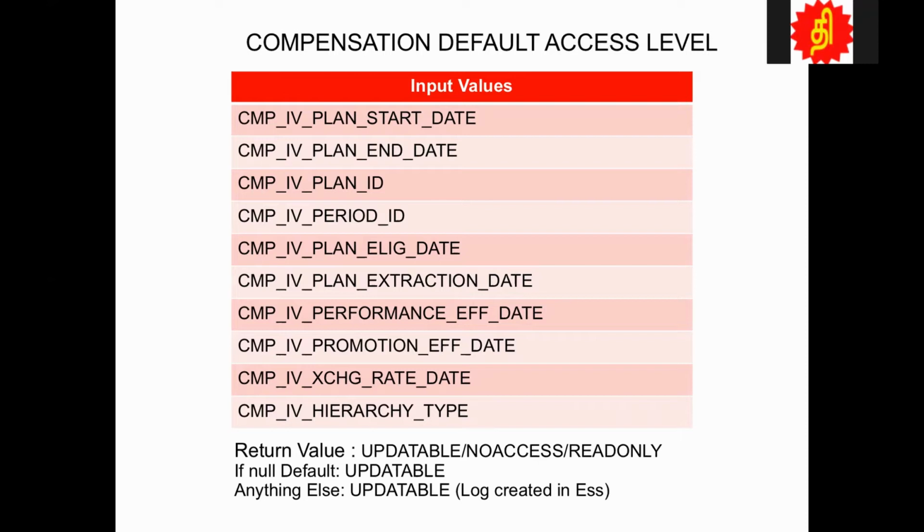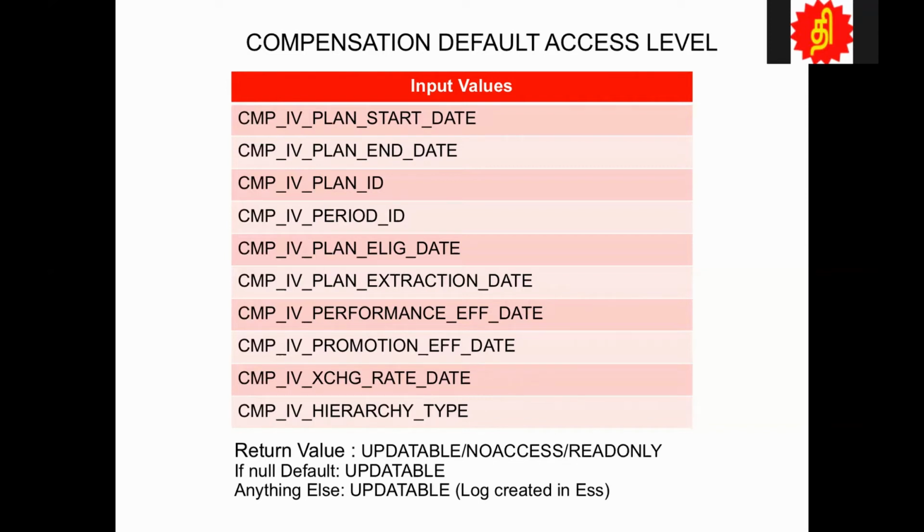If by any chance you make a mistake, or you are not sending a value, or something goes wrong here, then updatable becomes the default. Assume your formula fails for some reason, then updatable will be given to everybody, and the ESS log will tell you what went wrong. So by default it is updatable, but that doesn't mean you don't have to give a return value. Make sure you are returning one of the values. If it's updatable, return updatable, or return no access or read only.